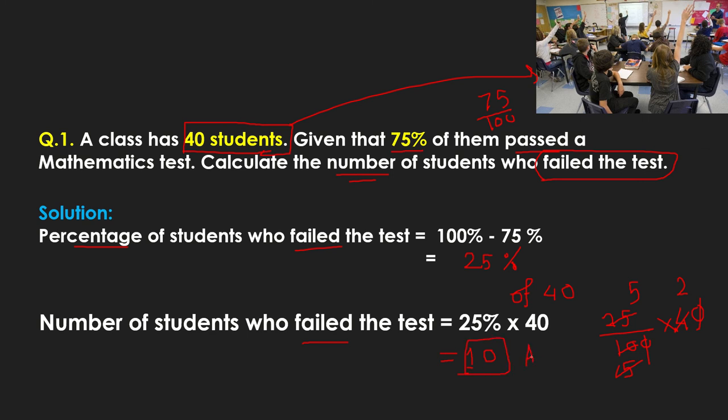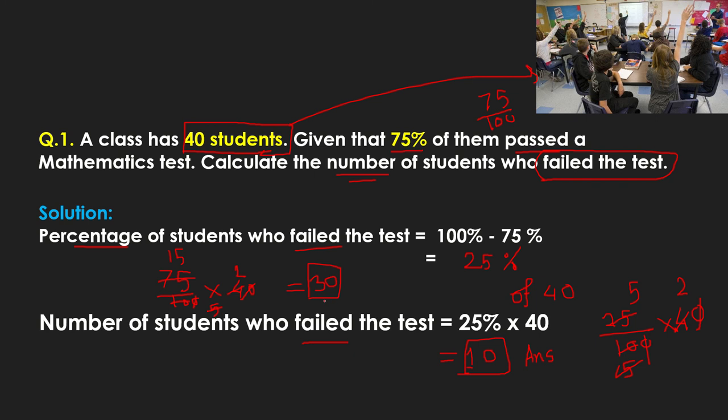You need to practice. You can do it many ways. Another method: the number of students who passed the test is 75% of 40. Then we cancel the zeros, and we get 30. That is the number of students who passed the exam.